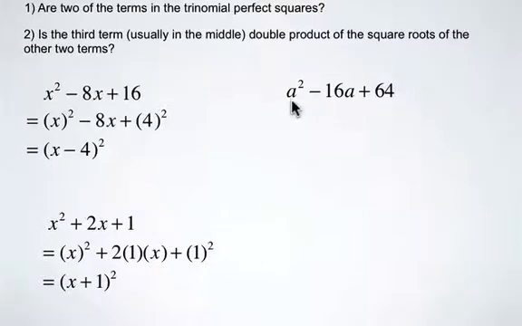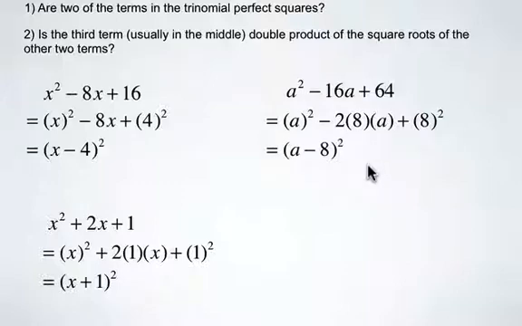The next one, a squared minus 16a plus 64. Is this a trinomial that comes from perfect squares? A squared is a perfect square, 64 is a perfect square, and the middle term, negative 16a, is 2 times 8a. So it works. A minus 8 squared.